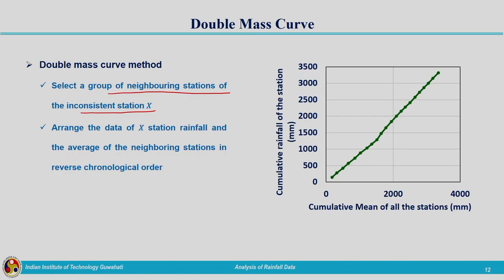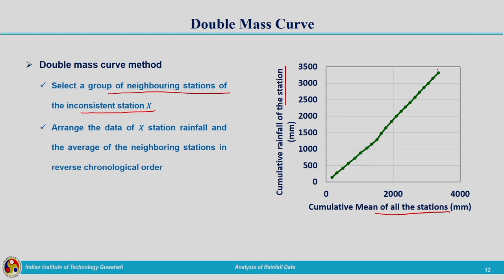How is this double mass curve plotted? Along the y-axis, we plot the cumulative rainfall data of the inconsistent station, and along the x-axis, the cumulative mean of all the neighboring stations. So along the y-axis we use the inconsistent data, and along the x-axis we use the average data from the neighboring stations. Both of these are cumulative data. We are plotting the ordinates of the mass curve for the inconsistent station against the average of the neighboring stations' cumulative rainfall data.